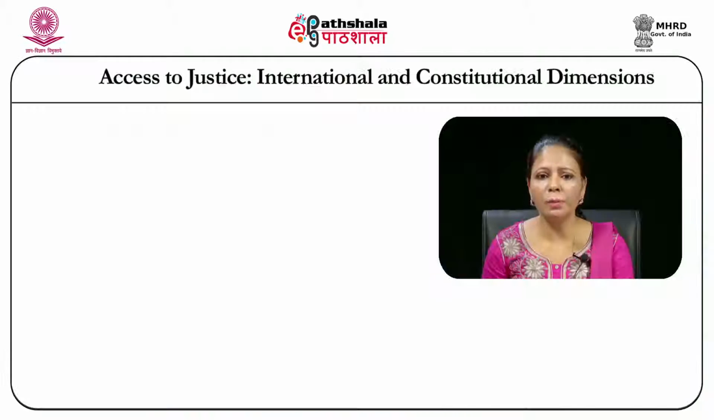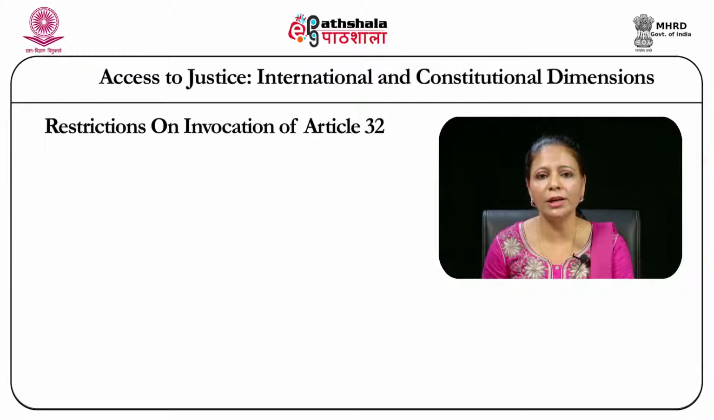Let us now learn about the restrictions on invocation of Article 32. First restriction is the doctrine of res judicata. The Supreme Court has imposed a significant restriction on invocation of its jurisdiction under Article 32 by applying the doctrine of res judicata. Res judicata is a rule of public policy that there should be finality to binding decisions of courts of competent jurisdiction. The principle is embedded in Section 11 of the Code of Civil Procedure.